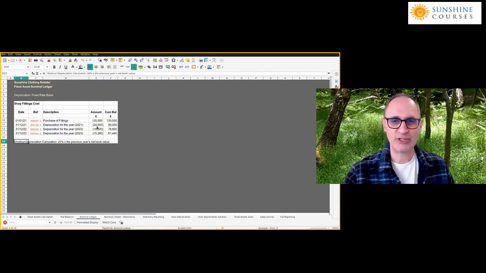But if this wasn't the reducing balance, if this was the fixed basis, so imagine this now showed minus £24,000 again. When we're doing the shortcut for years 2 or year 3, it's not so easy to remember how you calculate £24,000, because you've got to remember that the cost was £120,000.